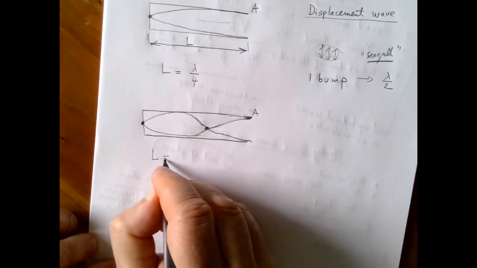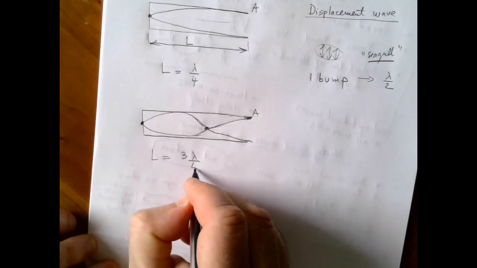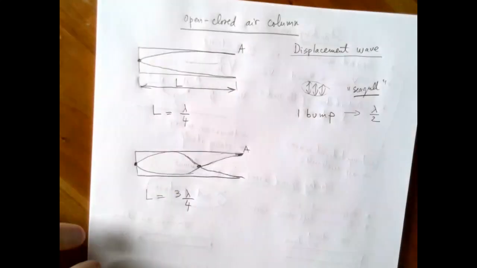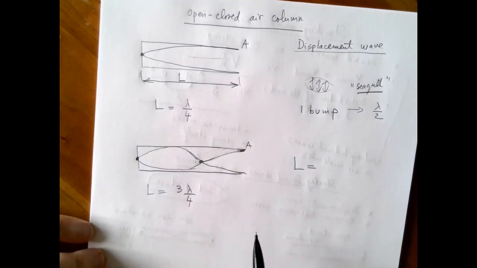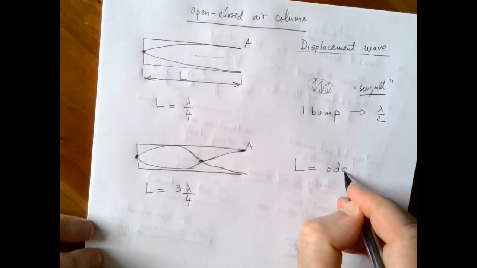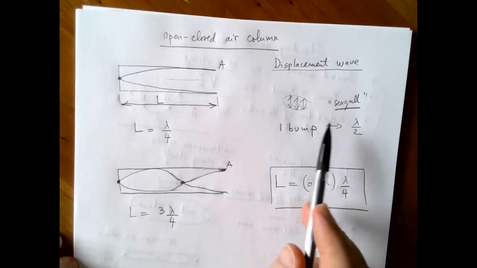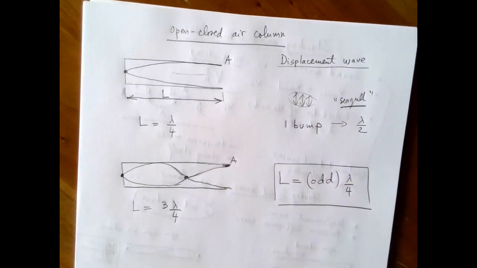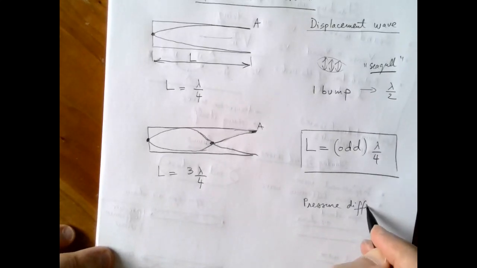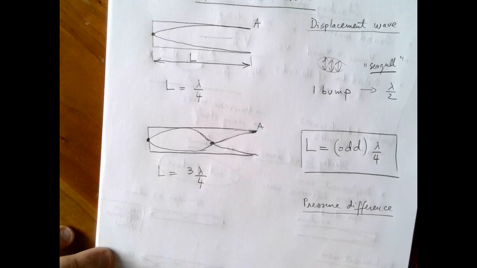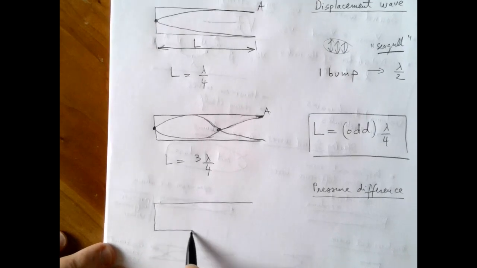So then when I look at this picture, I see I have 2 quarters plus another quarter. I have 3 quarters of a wavelength. So it's clear from here that I can easily say that the length of the air column must be an odd number of quarter wavelengths. If you wonder, would I have gotten the same results if I was looking at the pressure difference wave? Well, yes. So just for this case, let's look at the other wave, and then we don't have to do it twice.